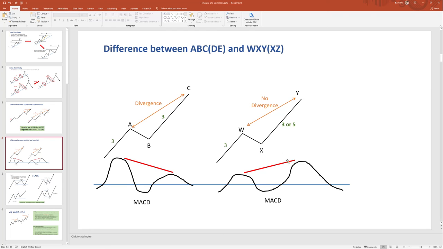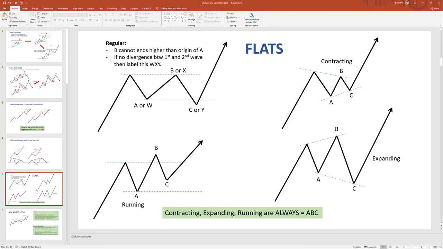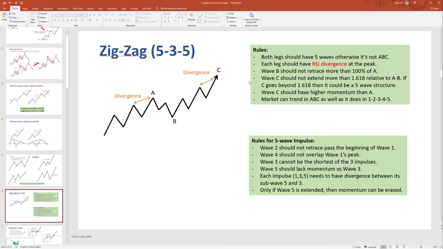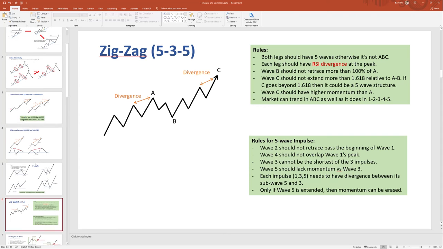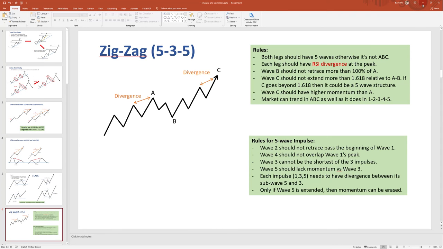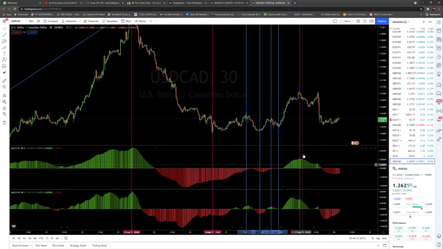WXY has no divergence between W and Y. Yeah. So there are other rules, you know, flats, expanding, running flats, zigzag. I have forgotten every single one of these. Yeah. The important thing is, like I said, to use MACD.